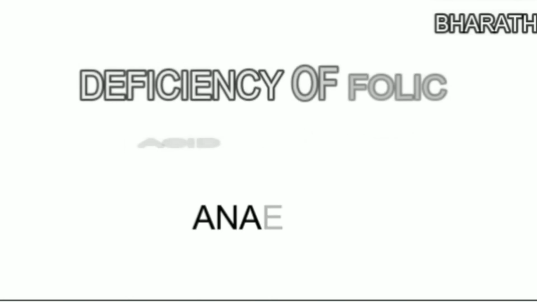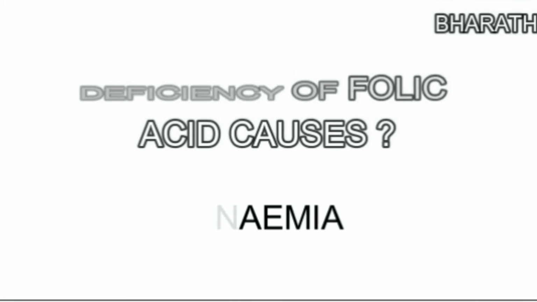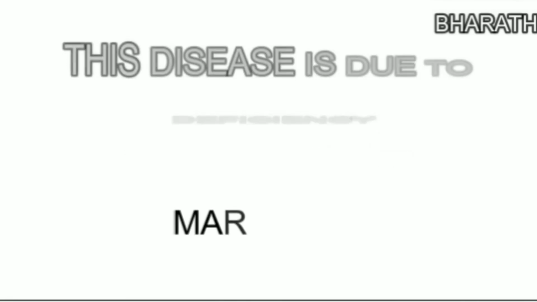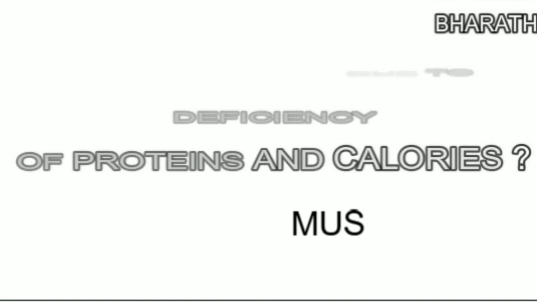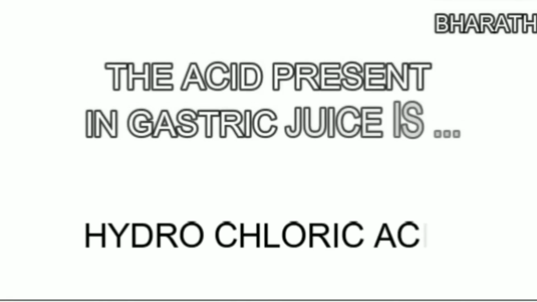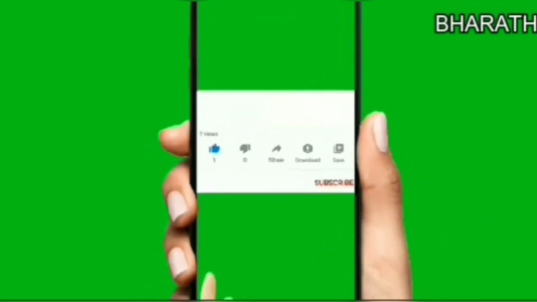Deficiency of folic acid causes anemia. The disease which is due to deficiency of proteins and calories is marasmus. The acid present in gastric juice is hydrochloric acid.